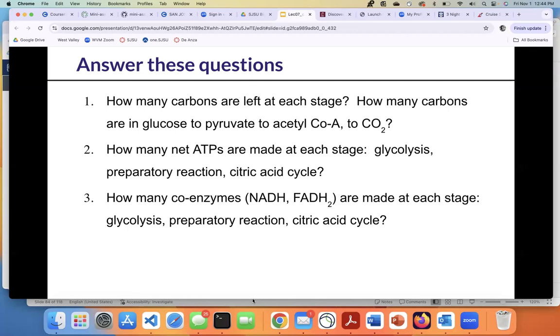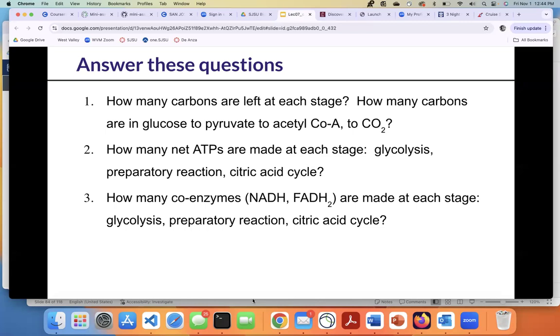How many net ATP are made at each stage? If you remember glycolysis, we end up making just 2 ATP. In the preparatory reaction, we use some ATP, we use 2, but we end up making 4. So we end up with a net gain of 2 ATP per glucose. That's what we're looking at, per glucose. And in the citric acid cycle, because we go through the cycle twice, we'll also end up with some ATP there too, 2 ATP. So most of the ATP is going to be made in the electron transport chain itself.